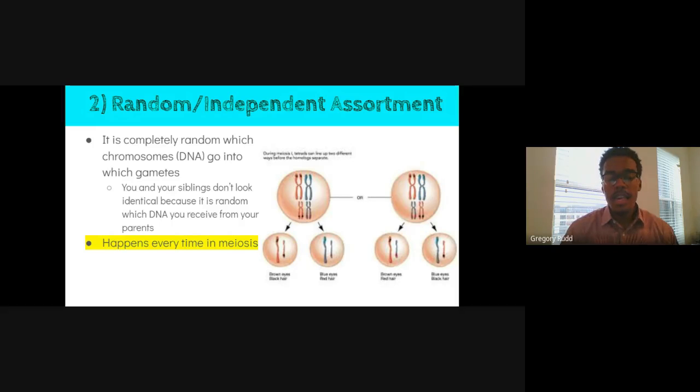So even within the same family, you end up with siblings who maybe look nothing like each other because they got different portions of their parents' DNA. And again, this happens every time during meiosis. Okay.